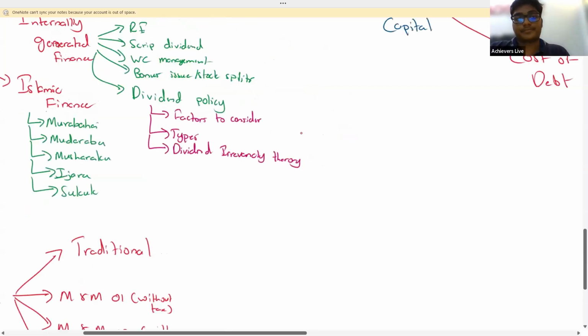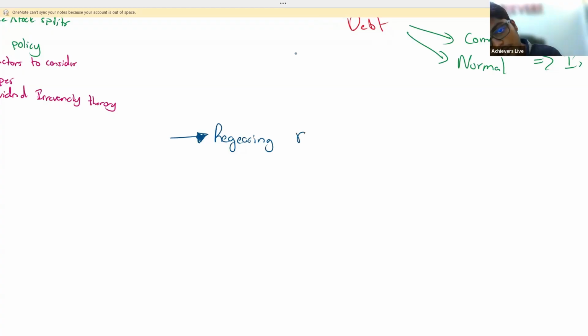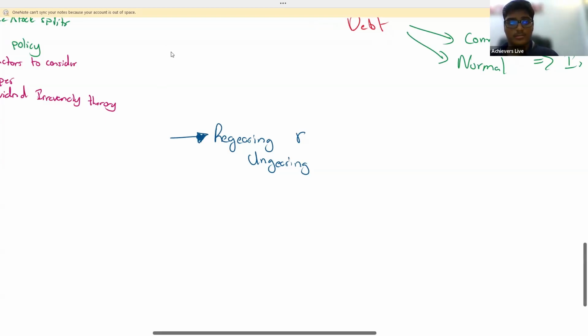Next thing, what did we look at? We looked at re-gearing and ungearing. Is my screen visible? It disappeared. Is it visible, right? Yeah. Under re-gearing and ungearing, what do you have to remember?